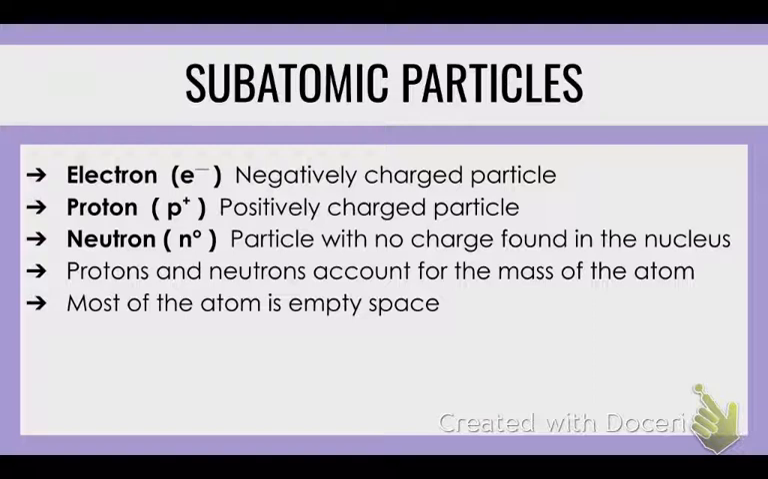Protons are positively charged particles. They are a lot heavier than the electron. Their mass is heavier, and they are found in the nucleus of the atom. And neutrons, they have no charge, also found in the nucleus with the proton. And the neutron has a much higher mass than the electron. So protons and neutrons account for much of the mass of the atom. The electrons account for very little. We don't even take them into consideration when we're determining the mass of an atom.